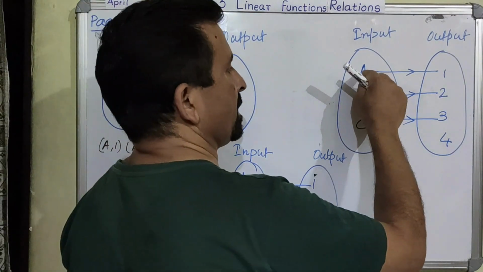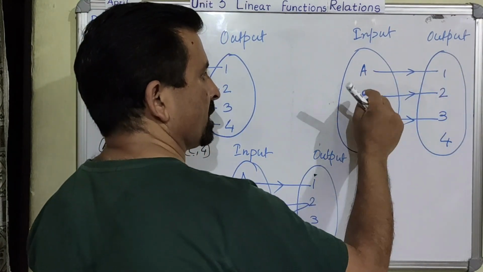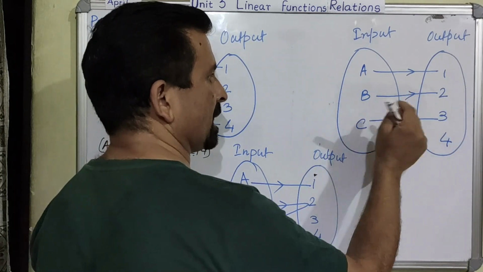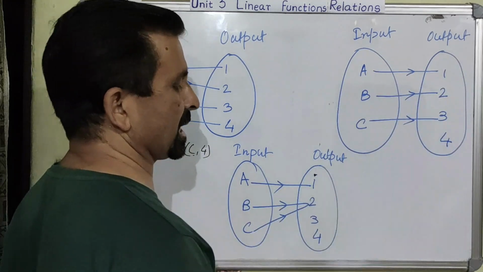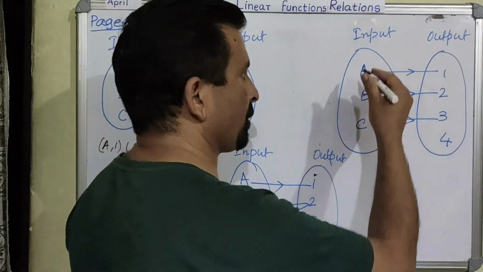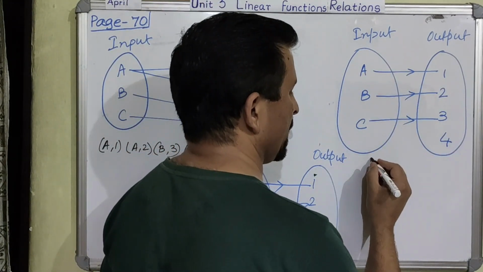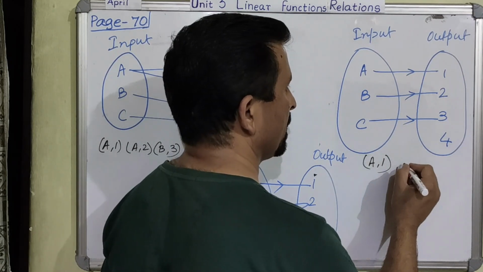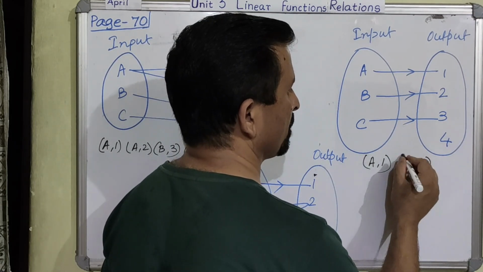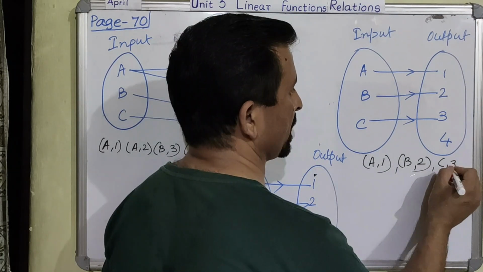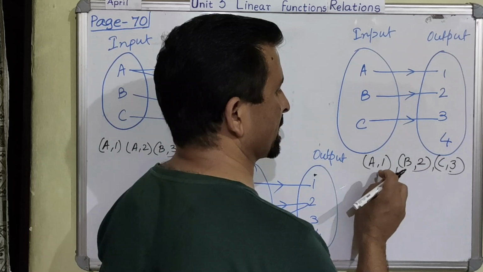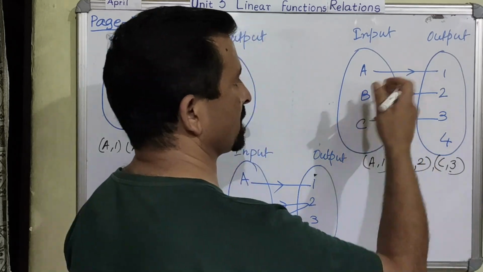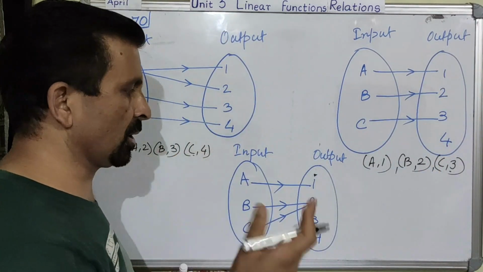Now here, this element has only one output. This input has only one output. This element has only one output. So each input has only one output. That means this relation is a function. Now if I write this all into pairs, A to 1, B to 2, C to 3, A is the first element. Is there any repetition of the first element? No. That means this relation is a function. So this is also one of the ways.